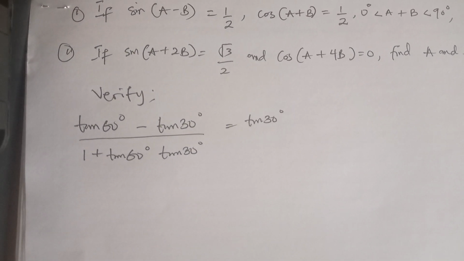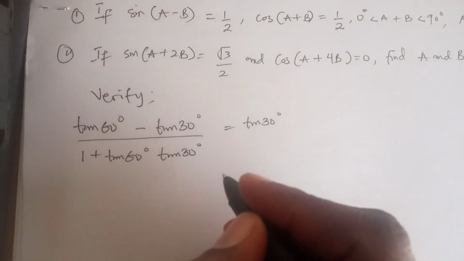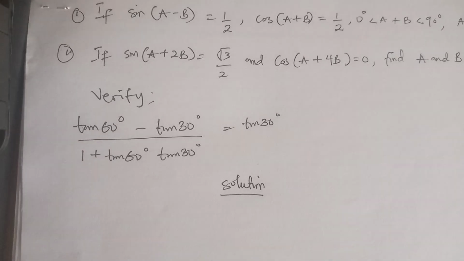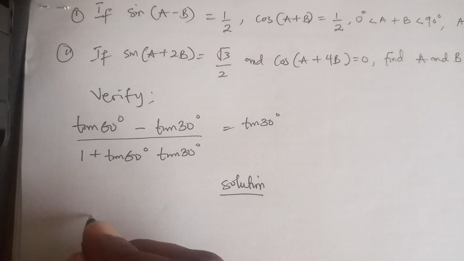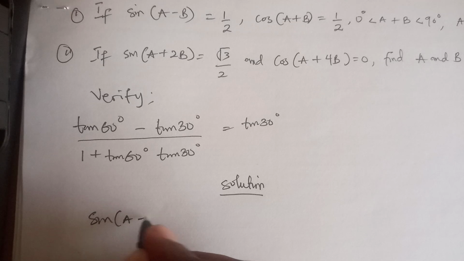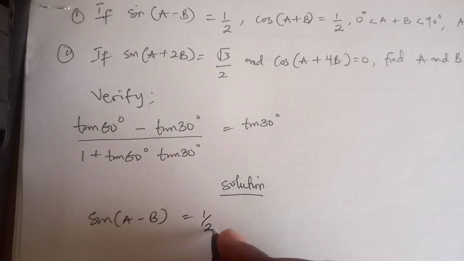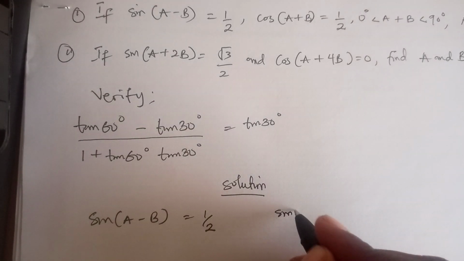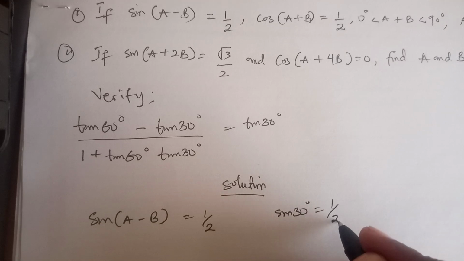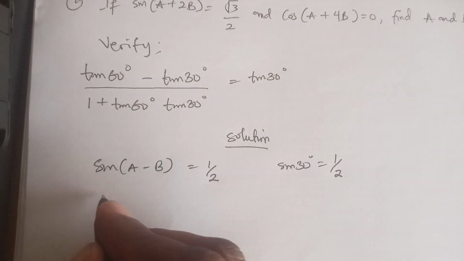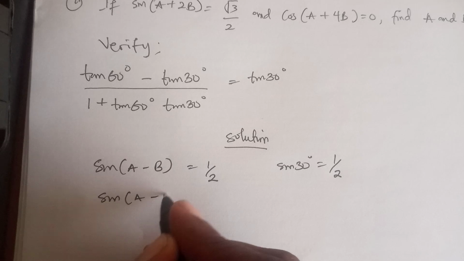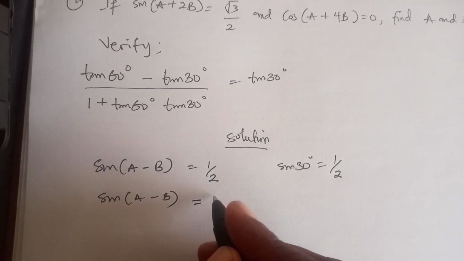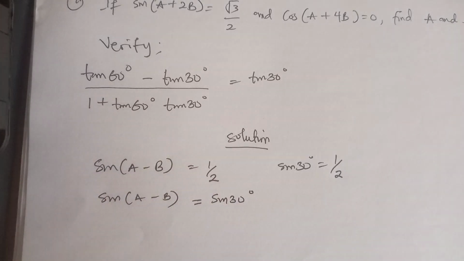This is a pretty simple question to look at. So let's start. Solution. Now, don't forget, the first one says sine(a minus b) equals 1 over 2. Don't forget, in our special angles, the value of 1 over 2 is what? Sine 30. Sine 30 is 1 over 2. So you now say sine(a minus b), because this 1 over 2 is the same thing as sine 30 degrees.